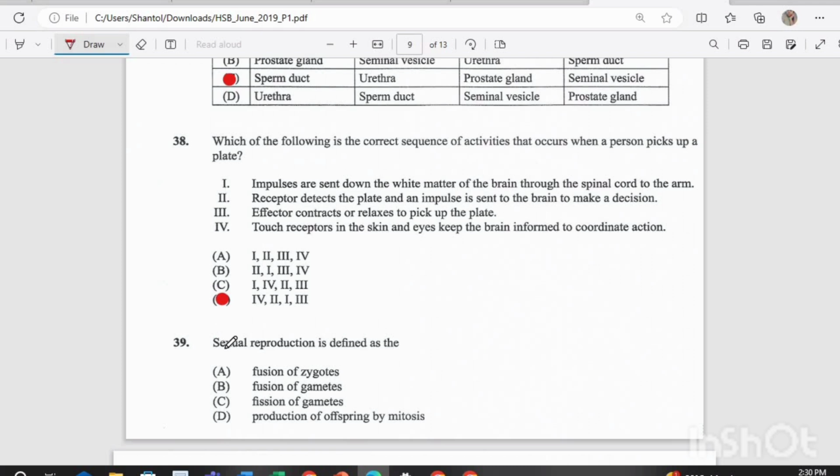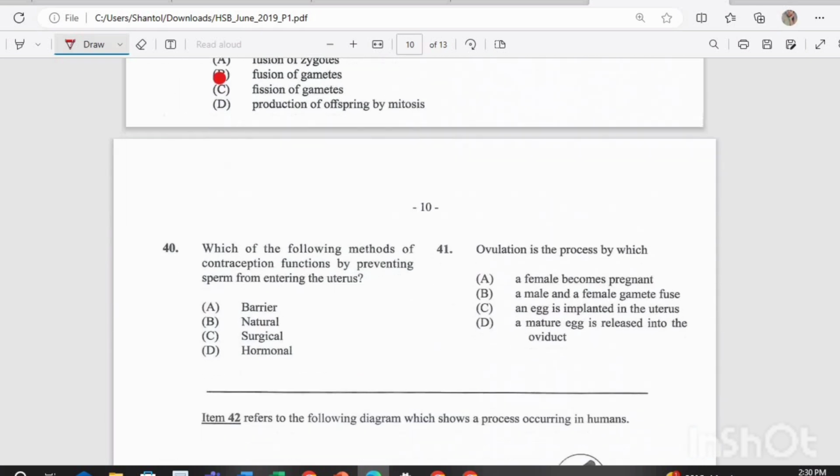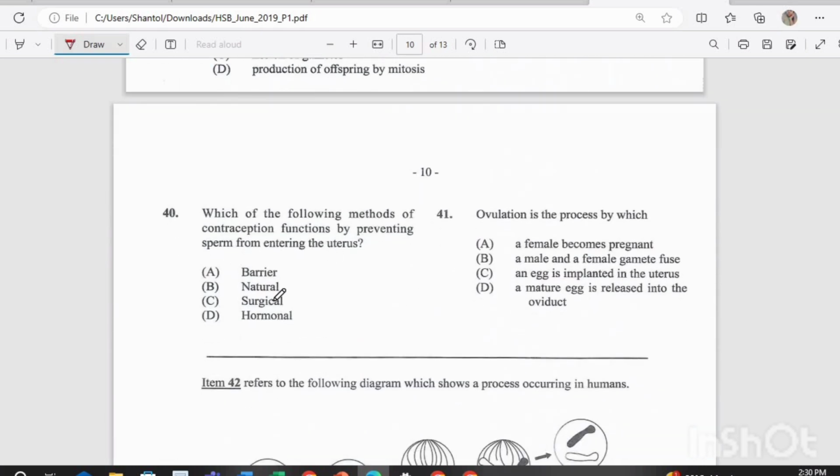Question 39. Sexual reproduction is defined as A. fusion of zygotes, B. fusion of gametes, C. fission of gametes, or D. production of offspring by mitosis. The answer is B, fusion of gametes. Production of offspring does not happen by mitosis. That's just there to throw you off. It happens by meiosis.